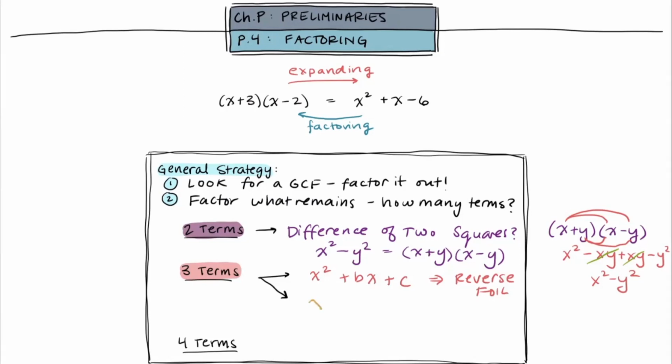If you have something that's x squared plus bx plus c, but in the front of the x squared you've got a number, and we normally use a to denote that, but this number here is bigger than 1.